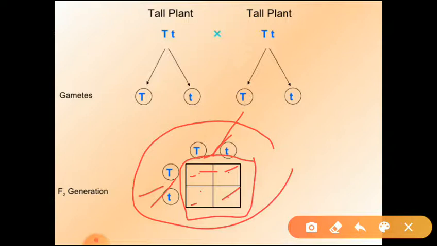Next we can do the crossing. Now we are doing monohybrid cross. The first generation we already got. What was the first generation? It was a tall plant. By cross pollination only we got the first generation, and it was a tall plant. Then by using that first generation we are doing self pollination. Let us do.